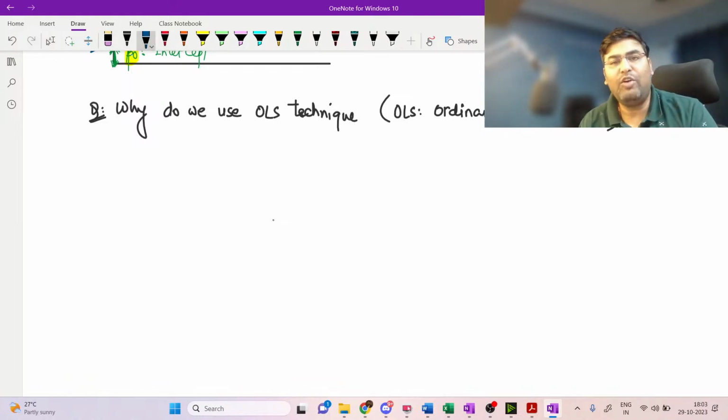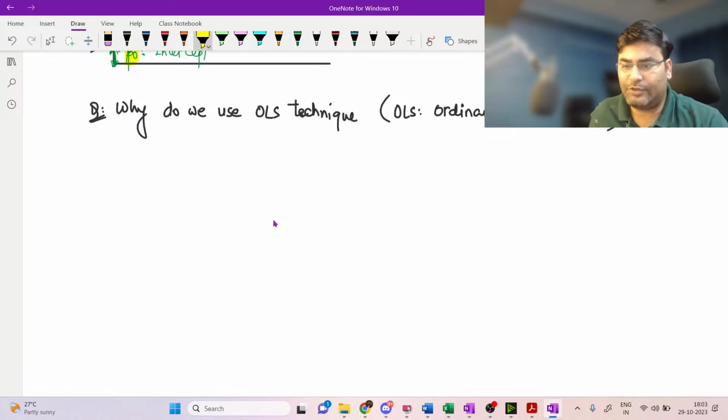So why do we need to use OLS technique? If you recall from the last session, OLS stands for ordinary least squares. Okay, ordinary least squares.